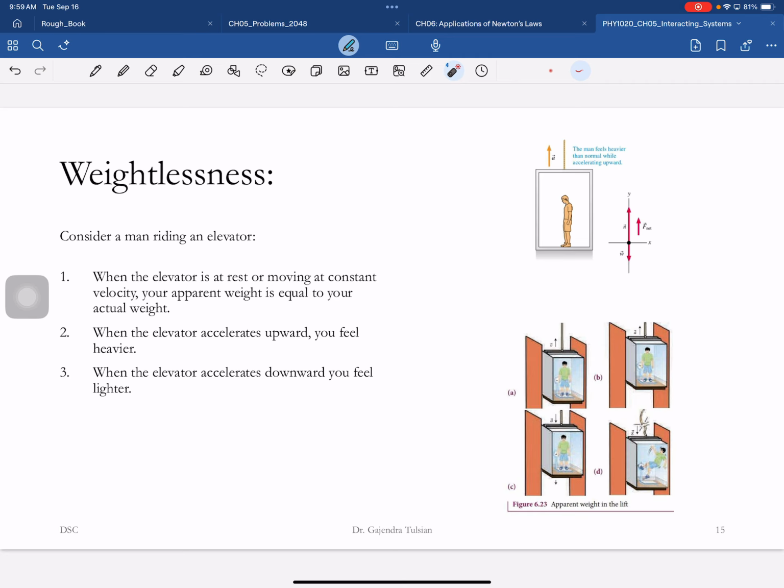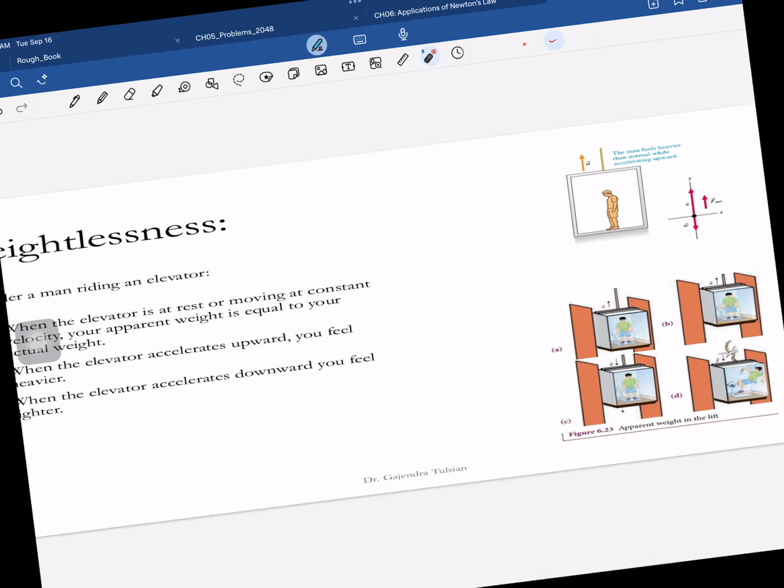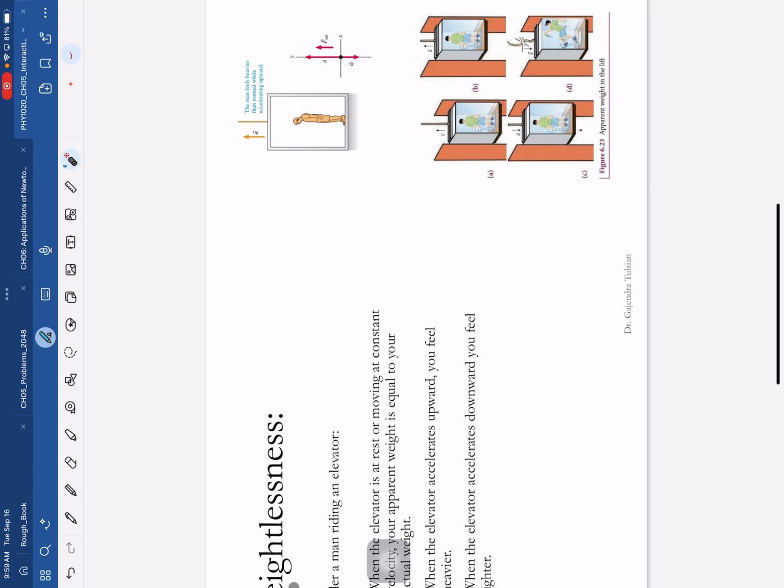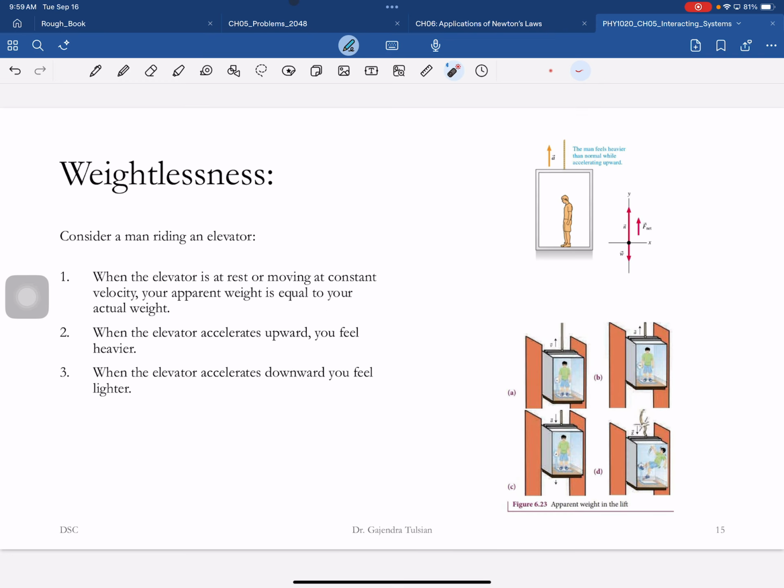If you're in an elevator and the cable holding the elevator up gets cut, the elevator free falls, and during that fall you'd be weightless. That's the same thing as picking this room up and throwing it. While the room is riding in the air, you're weightless. When an elevator accelerates upwards, you feel heavier. When it accelerates downward, you feel lighter.